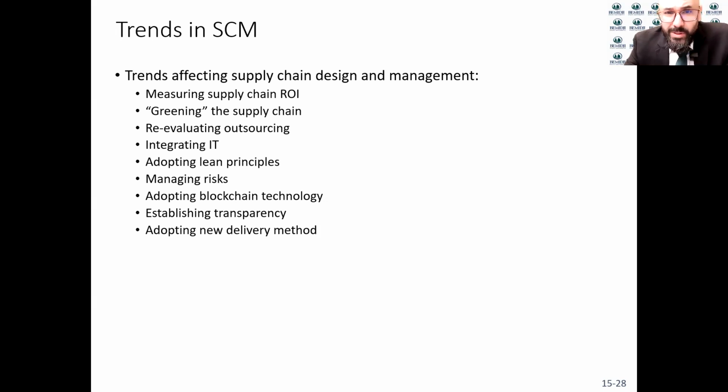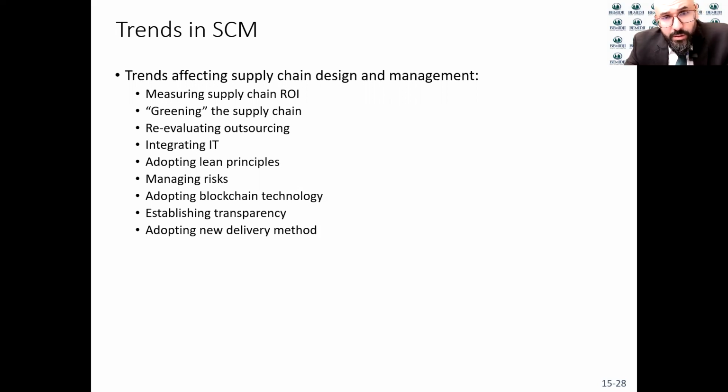Establishing transparency. Transparency is really important in supply chain because you need to build a relationship, and if you don't have transparency, there will be no trust basically between the partners. So transparency is important to build a strong relationship with your suppliers and customers as well.